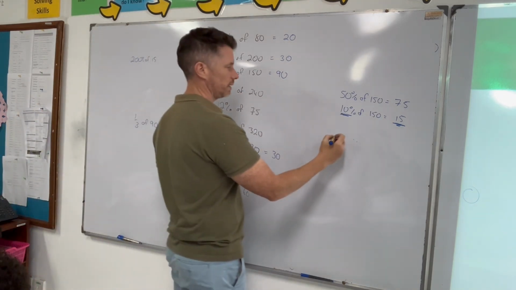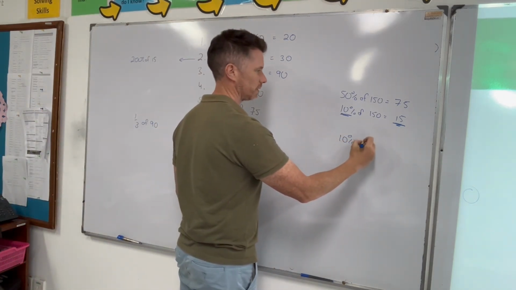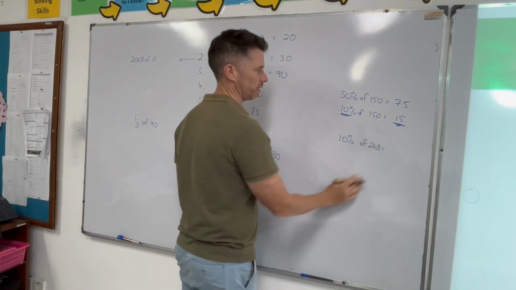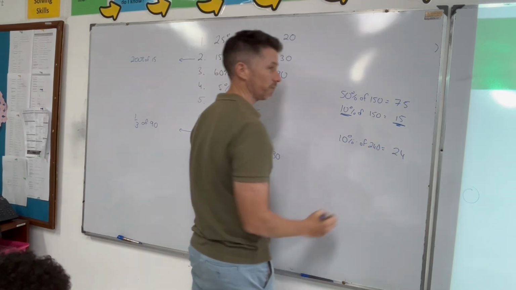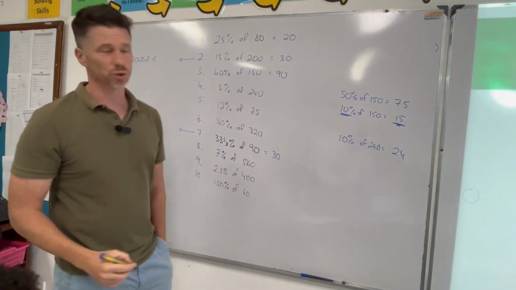5% of 240, let's get 10% of 240. 10% of 240 is 24. So 5% is going to be half that, 12.